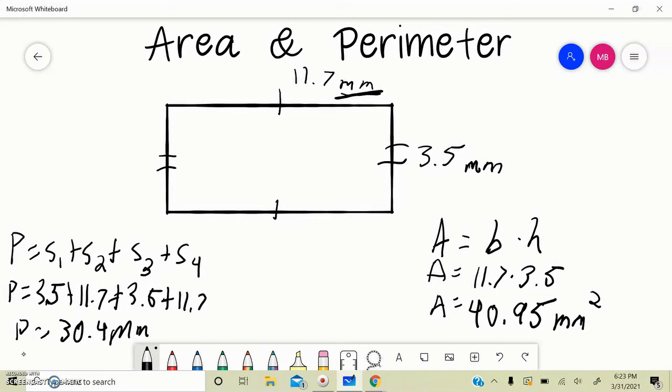So this has been calculating area and perimeter of quadrilaterals. And don't forget, if you have any questions, please feel free to contact your teacher.